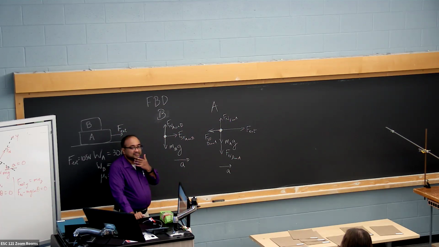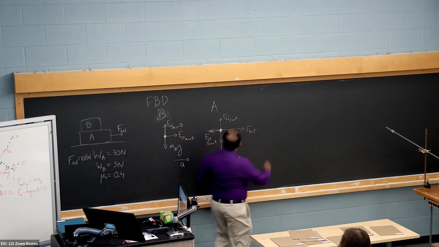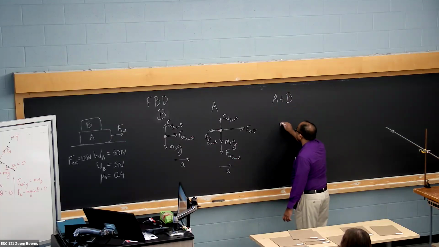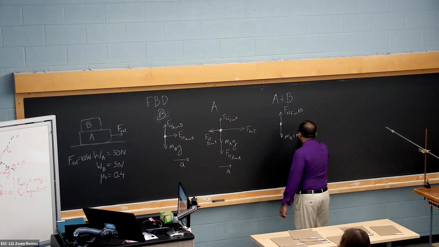Other questions? Okay, and then we'll do one more, which is the overall free body diagram. In the overall free body diagram, we'll have the normal force of the floor on AB, the combined force of gravity, and the external force.